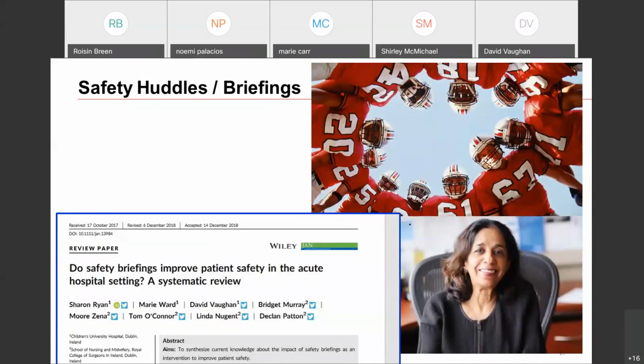You're bringing people together, discussing what went wrong over the last while and what might happen in the next while. Who might we harm? They call those people watchers, those patients that we need to watch, we need to be careful, we need to be mindful. And again, it's trying to introduce that sense of situational awareness around the team.